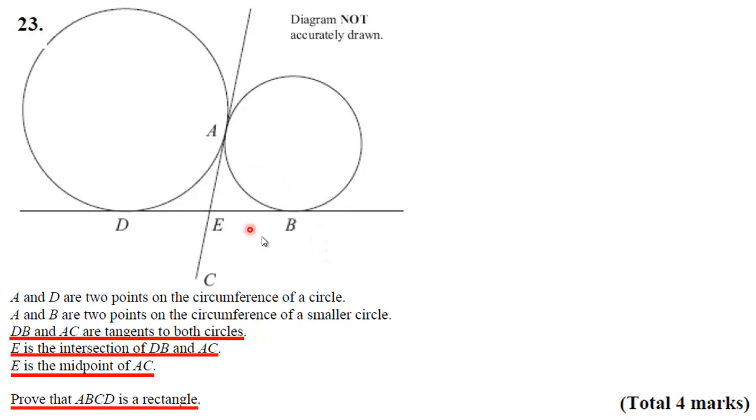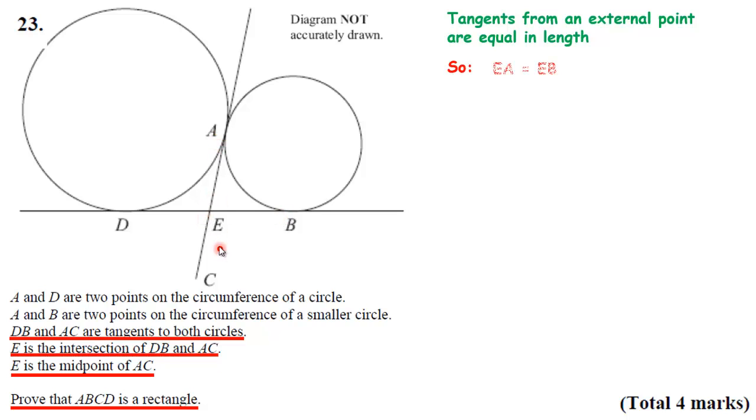So consider the important bits of information. We have these two tangents and they intersect at the point E. And one of the facts that we know is tangents from an external point are equal in length. So these distances here, E to A and E to B must be equal. At the same time, E to D and E to C must be equal.